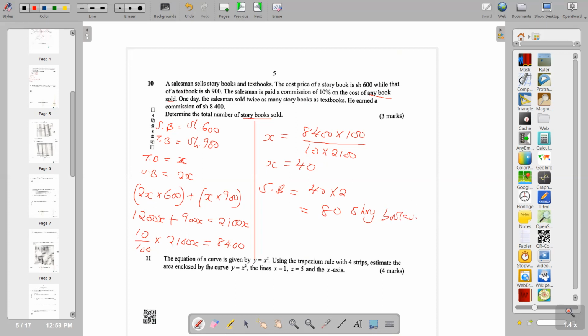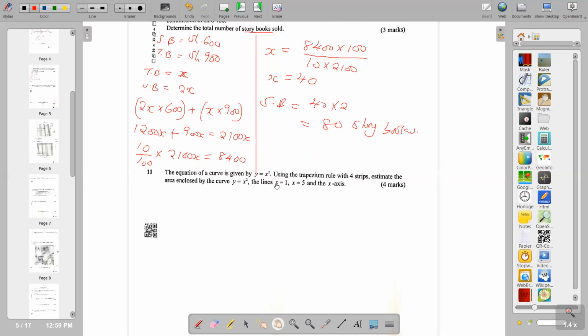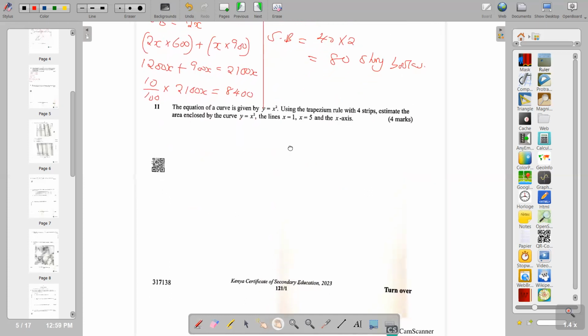The next one, this is number 11. This is a question in Form 4, a topic known as area approximation. So you have the equation of a curve given by y is equal to x squared. You are told to use the trapezium rule with 4 strips to estimate the area enclosed by the curve, the line x is equal to 1 up to x is equal to 5, and the x-axis.